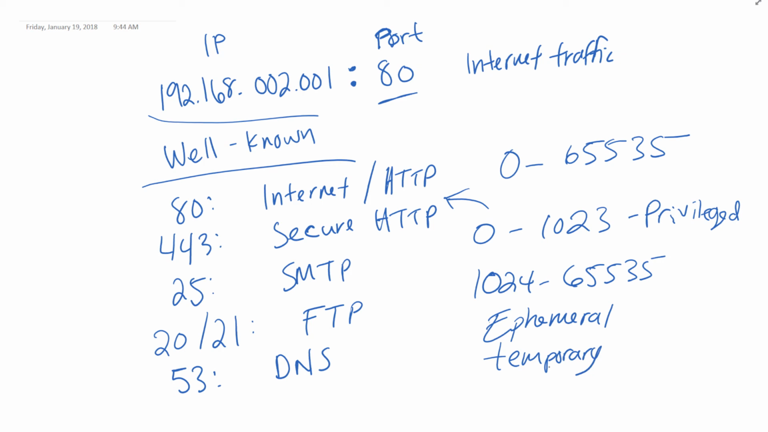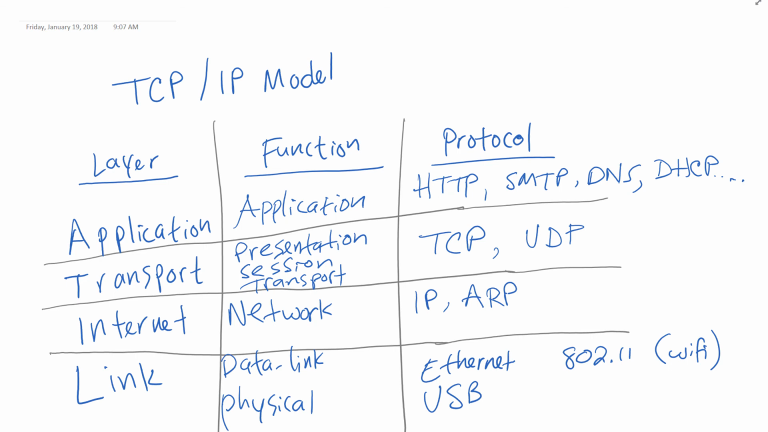If an application needs to grab a port to use for a temporary reason, it grabs one from 1024 to 65535. So for example, if you have a specific application that is not using one of the well-known ports, like an application from a specific vendor, it may grab an ephemeral port to send and receive data temporarily each time it sends and receives data. On our TCP/IP stack, ports exist here at the transport layer. The ports are a transport layer function.